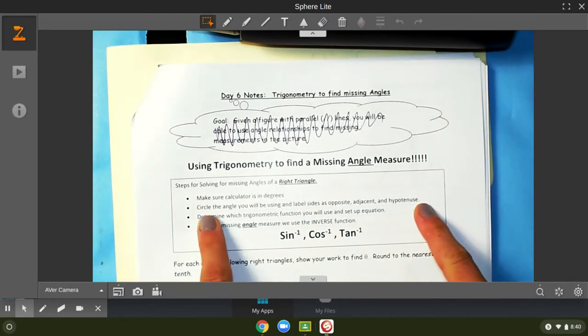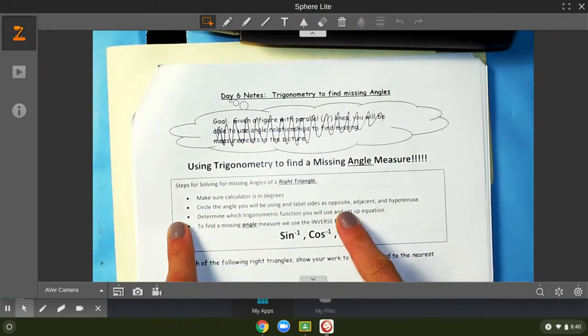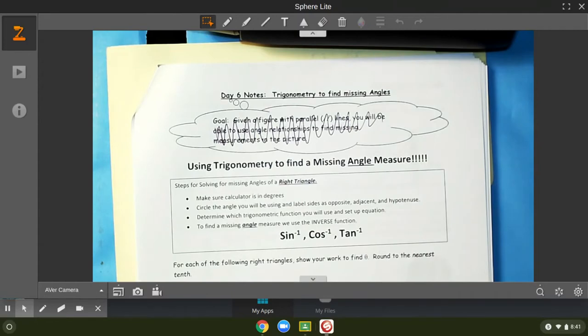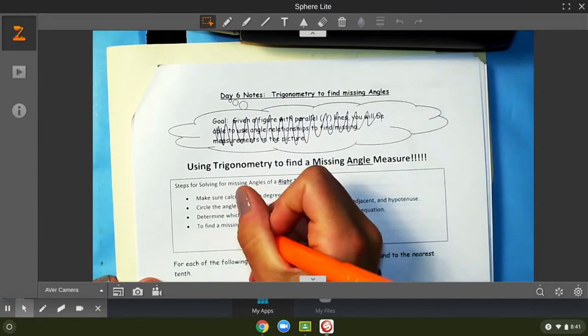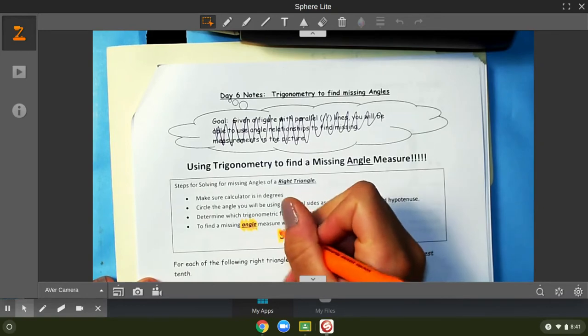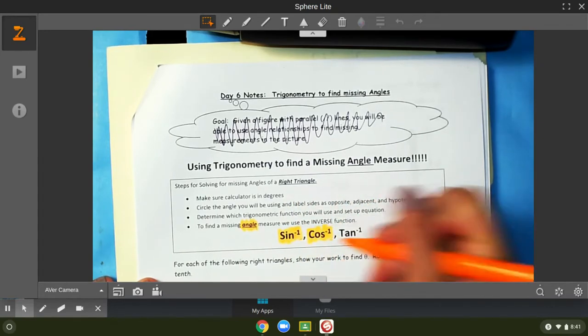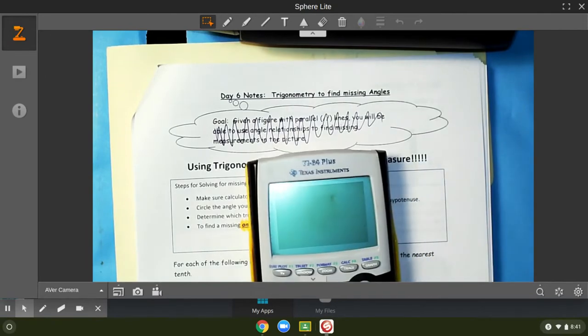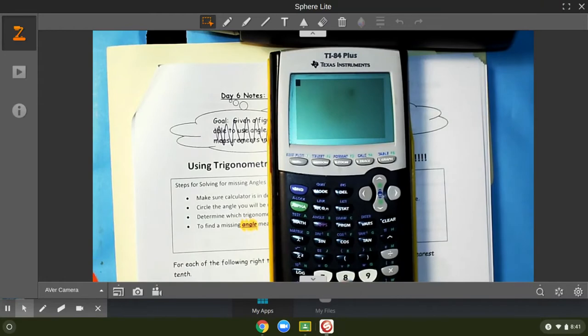Step number 2, circle the angle you will be using and label your sides as opposite, adjacent, and hypotenuse. Determine which trigonometric function you will use and set up an equation. And now here's the interesting part. To find a missing angle measure, so only for angles, we use what's called the inverse function, which is sine to the -1, cosine to the -1, and tangent to the -1. If you look at your calculator, those functions are above the words sine, cosine, and tangent.